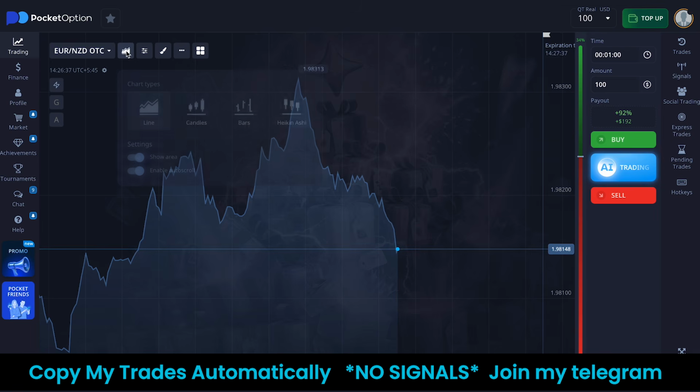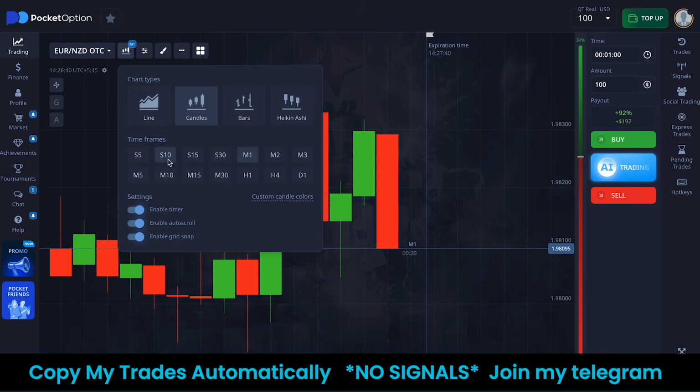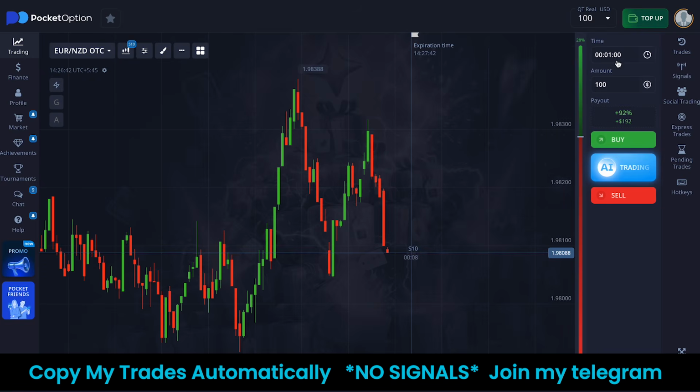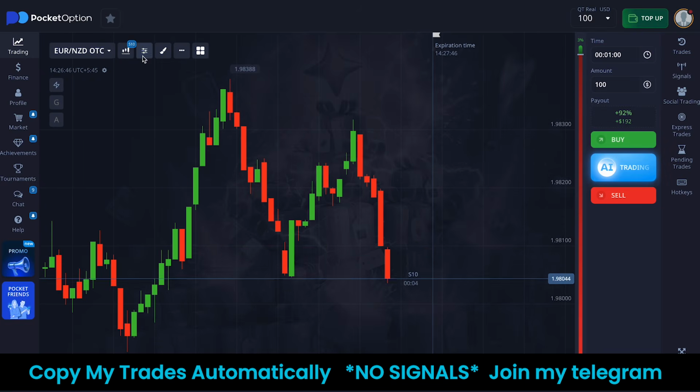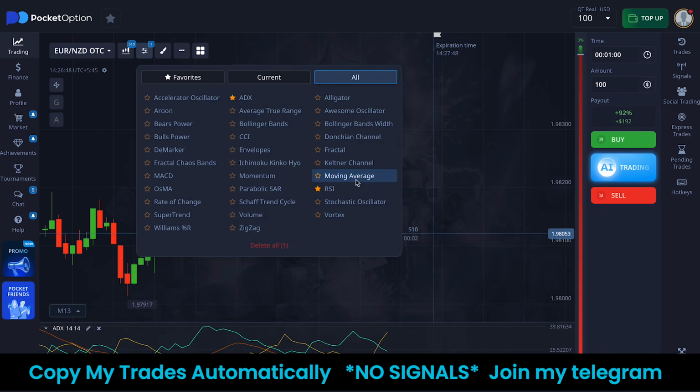At first, let's change the chart to candles and set the time frame to 10 seconds and the expiration time to 1 minute. And yeah, that's all. Now let's go to the indicators. The first indicator we are choosing is ADX and the second one is RSI.